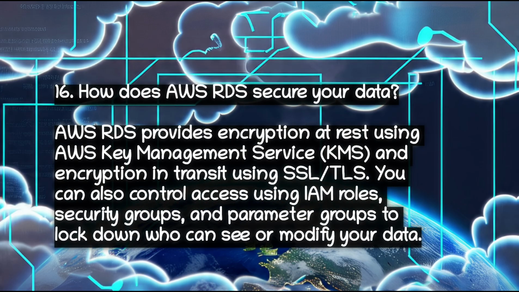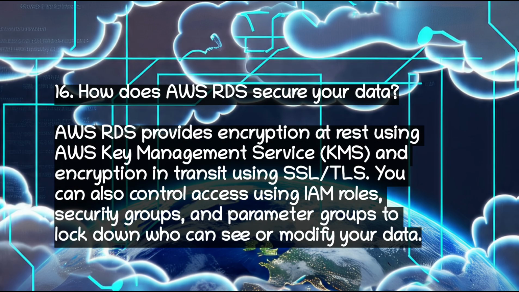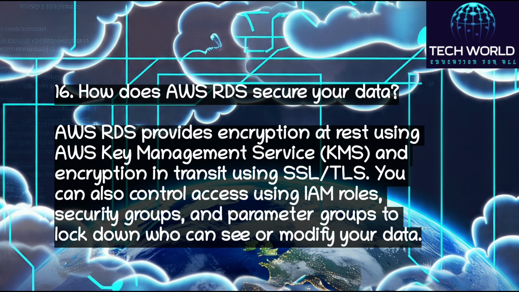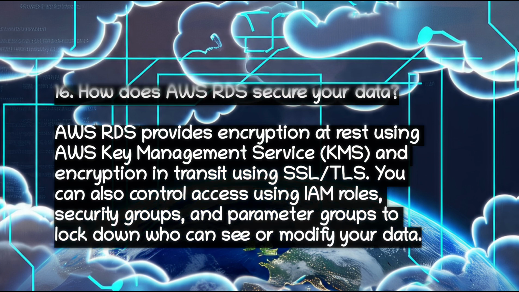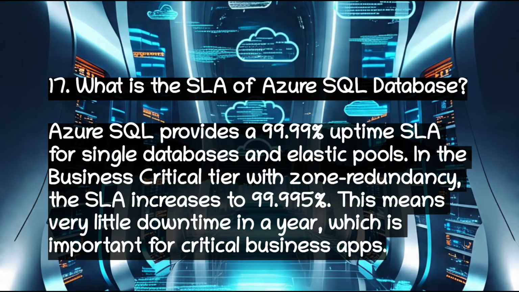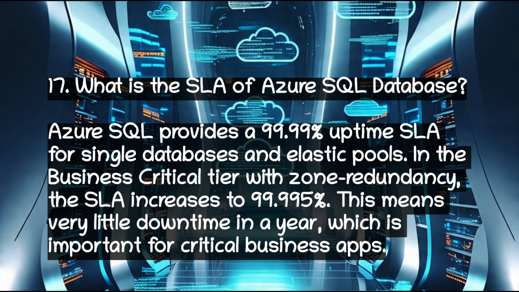16. How does AWS RDS secure your data? AWS RDS provides encryption at rest using AWS Key Management Service, KMS, and encryption in transit using SSL/TLS. You can also control access using IAM roles, security groups, and parameter groups to lock down who can see or modify your data.